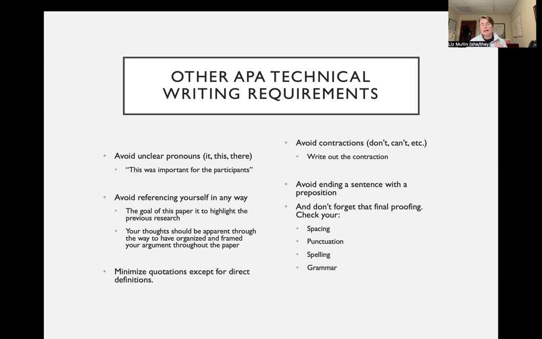For assignment 2, I'm going to ask you to minimize quotations. Generally in APA format, there are actually very few quotes. This is because quotations, or quotes, are not data. Numbers are data in our psychological research. And so quotations can be out of date fairly quickly.